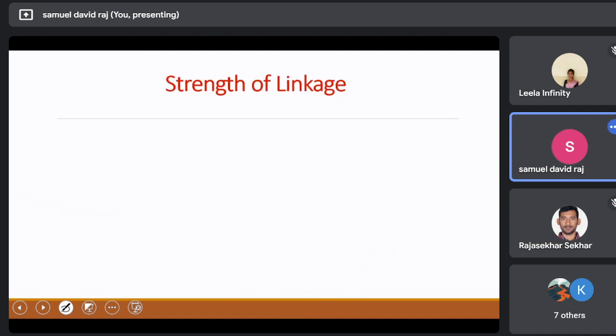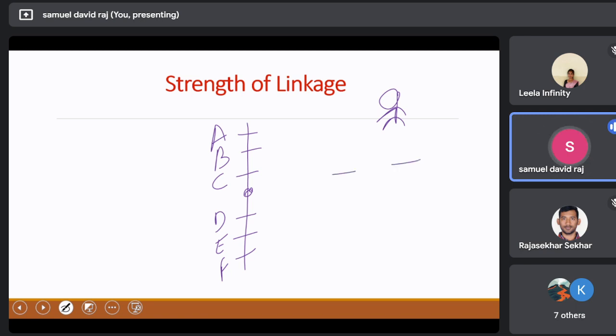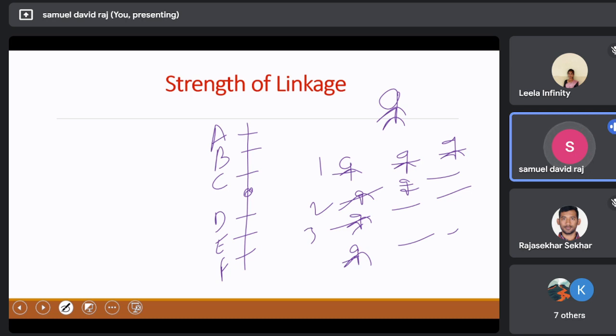Okay. And coming to the strength of linkage. What influences the strength of linkage? There is a chromosome on which there are certain genes: A, B, C, D, E, F. Consider a classroom. There is a teacher here. There are so many benches, and a number of students are sitting. This is the first bench, this is the second bench, this is the third bench, this is the fourth bench.